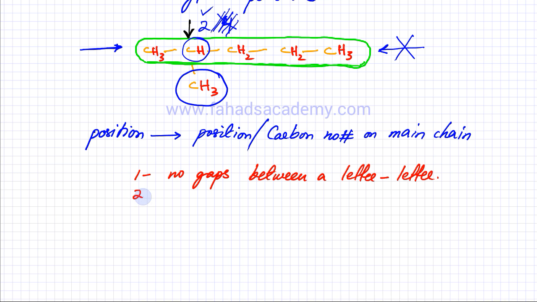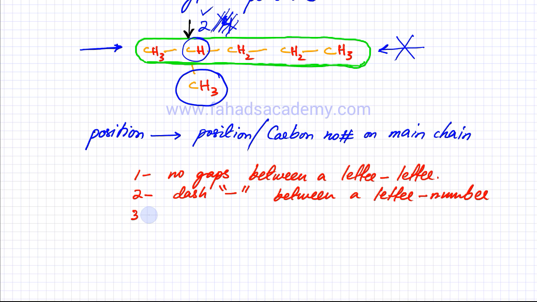Second point is, there's going to be a dash. This is what a dash would look like. There's going to be a dash between a letter and a number. And the third point is, there's going to be a comma between a number and another number.